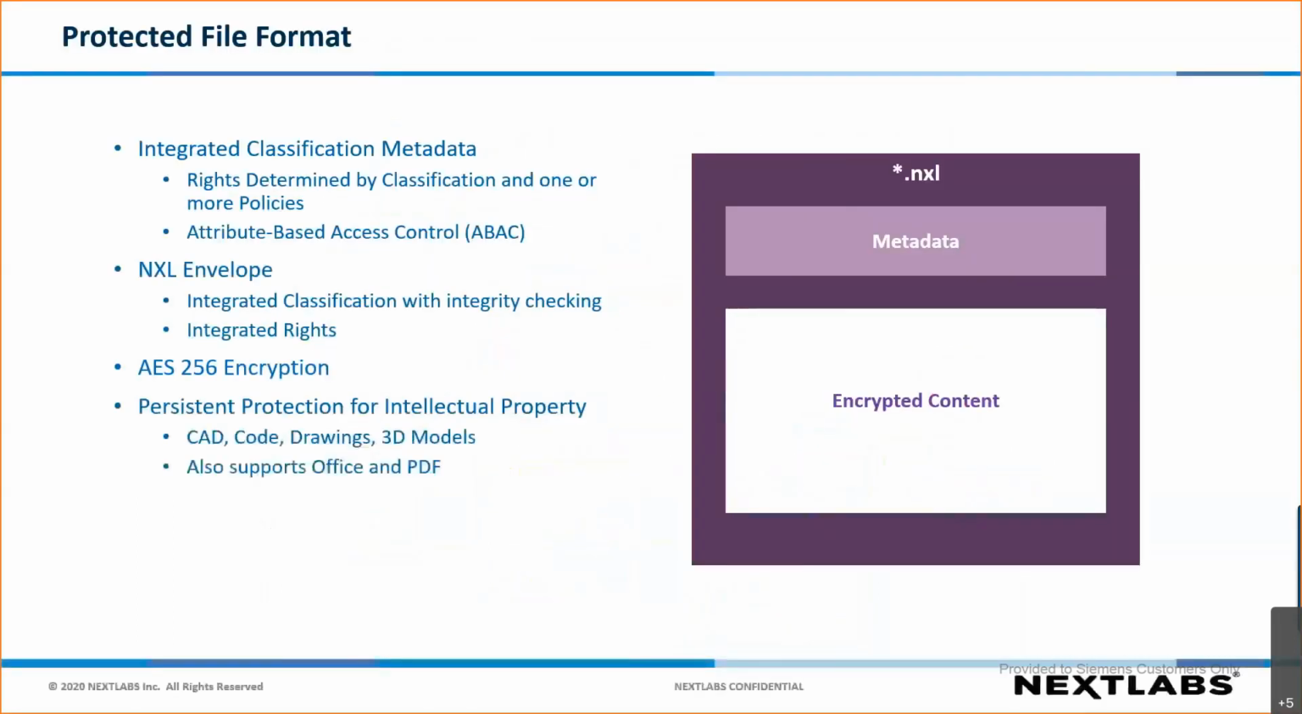Go ahead, Jim. The way it does that is that it grabs the file and the metadata associated with the file, and wraps it in a wrapper called a .nxl wrapper. So it has both the payload and the metadata associated with it, using AES 256 encryption, and that .nxl file becomes the artifact we're now using and interacting with.